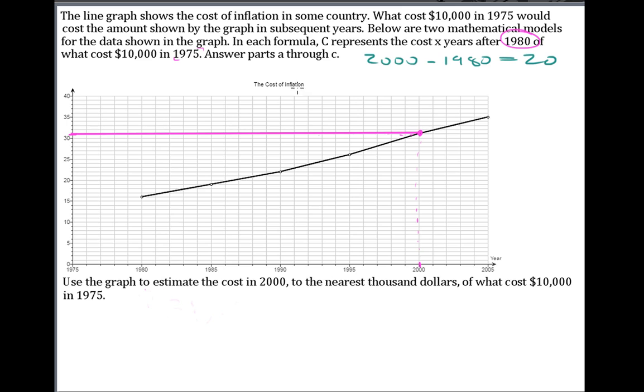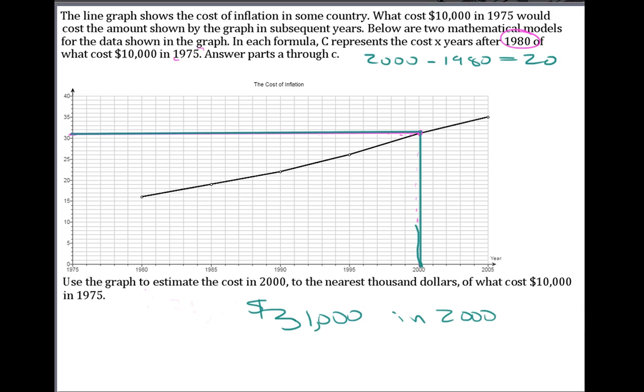But in this chart right here, the cost of inflation chart, I've got 2000 marked out because we're talking in terms of, let's make this a straight line. We're going to go up to above 2000, see where that intersects the graph, and then we're going to go out and see what that cost is. And to me, that looks like $31,000. So $31,000 in 2000. That's our cost. $31,000 in 2000.